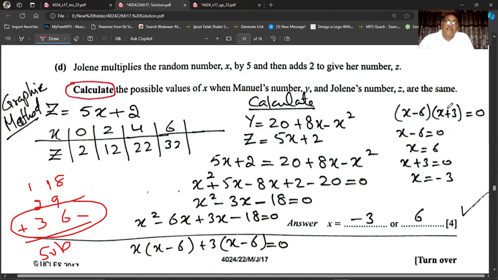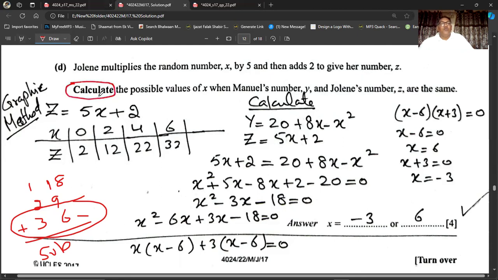You see these two brackets, they are multiplying with each other and their answer is 0. So that means either the first bracket is 0 or the second bracket is 0. So x minus 6 equals 0, so x will be equal to 6. If I make x plus 3 equal 0, it will be x equals minus 3. So x is equal to minus 3 or x is equal to 6.